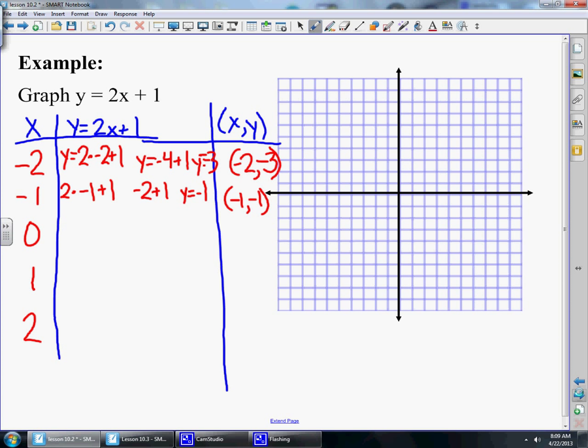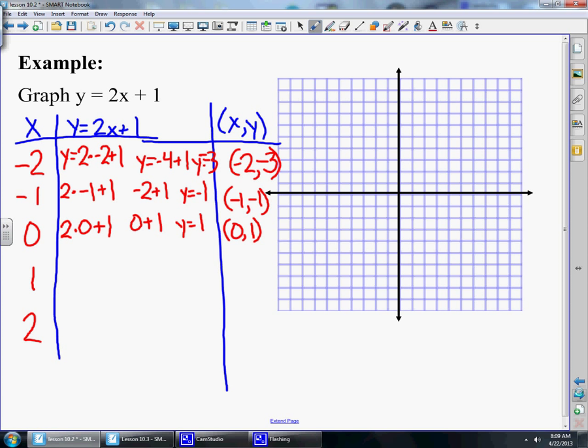Now we're going to plug 0 in. 2 times 0 plus 1. 2 times 0 is 0. 0 plus 1, y is equal to 1. So our next point is (0, 1).